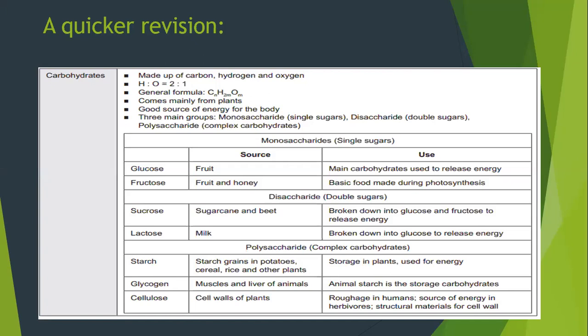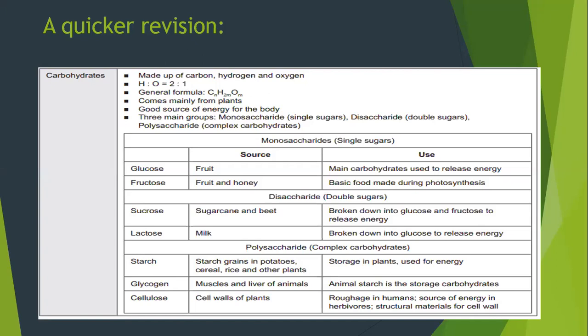First of all, the monosaccharides, which are called the single sugars. Example is glucose, source is fruit, use is main carbohydrate used to release the energy. Fructose, source is fruit and honey, and use is basic food made during the photosynthesis. Disaccharide, double sugar: sucrose, source is sugar cane and beet, use is broken down into glucose and fructose to release energy. Lactose, milk, broken down into glucose to release the energy.